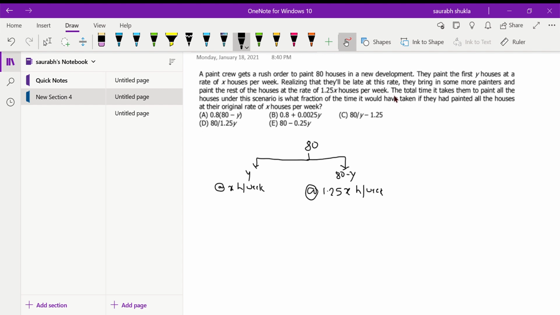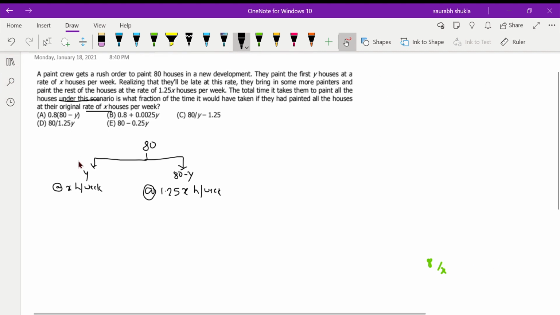Now, the total time it takes them to paint all the houses under this scenario is what fraction of the time it would have taken if they had painted all the houses at the original rate of X houses per week. Now, again, let us break it down. Okay, so first part of the question, the total time it takes them to paint all the houses under this scenario.